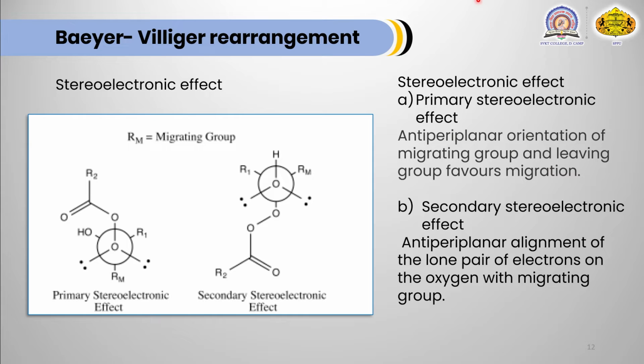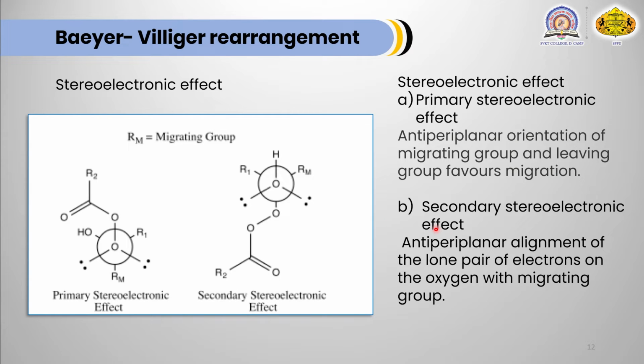Let us see the stereoelectronic effect in Baeyer-Villiger oxidation reaction. There are two types of stereoelectronic effect. First is called the primary stereoelectronic effect. In this case, the anti-periplanar orientation of the migrating group and the leaving group is considered. Let us see in this diagram, this Rm is the migrating group and this is the leaving group. Now, there is anti-periplanar orientation of these two groups.